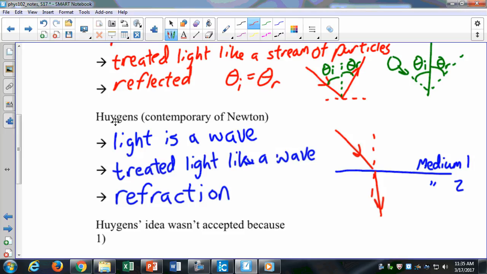Some of you in lab have already done this. You did the reflection and refraction experiment. So we talked about that with a little class. Yeah. Many of you have not. I think y'all just started.